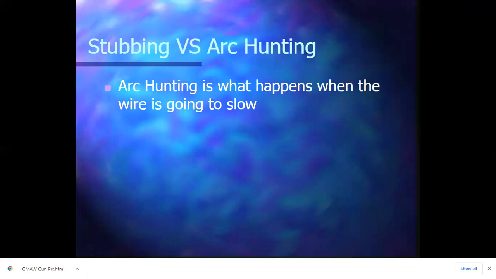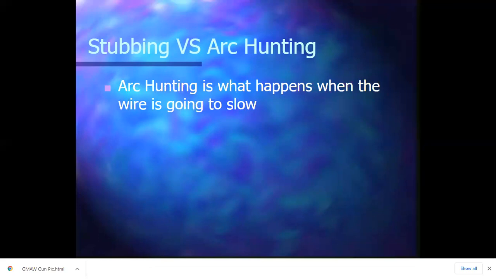So arc hunting is what happens when the wire is going too slow. So you've got a lot of voltage, a wire comes down slow to your plate, and then it touches your plate and it burns way back. And then it's got to come all the way down, pinch off, and it burns way back. It's basically short circuit welding in slow motion. That's an easy way to describe it. It doesn't sound very good. It's kind of got a bit of a hiss or a wispy sound to it. A lot of electrical fan going on, and the arc is going to melt the end of that wire before it gets to the puddle and makes that short circuit.